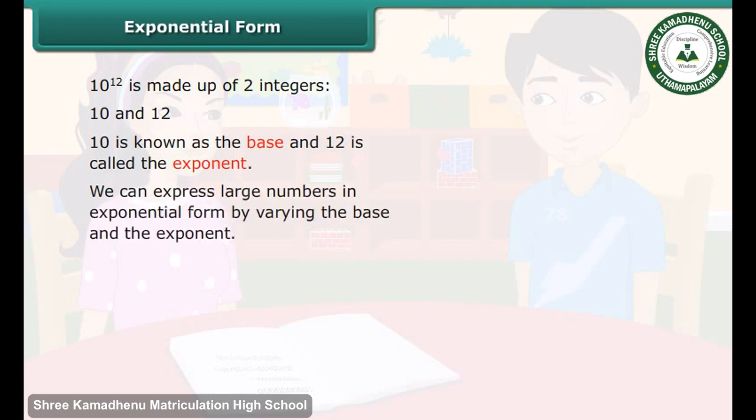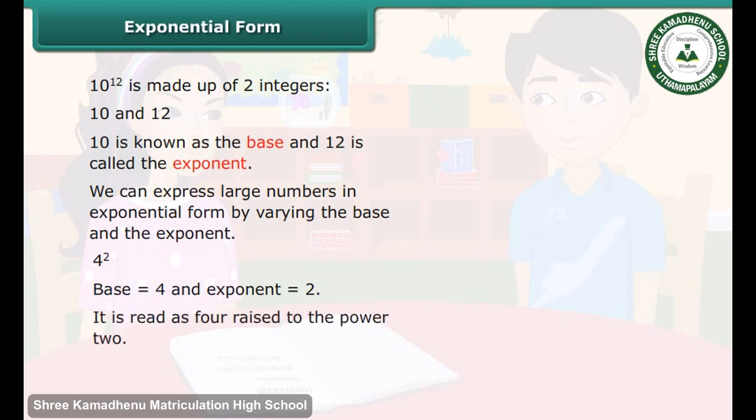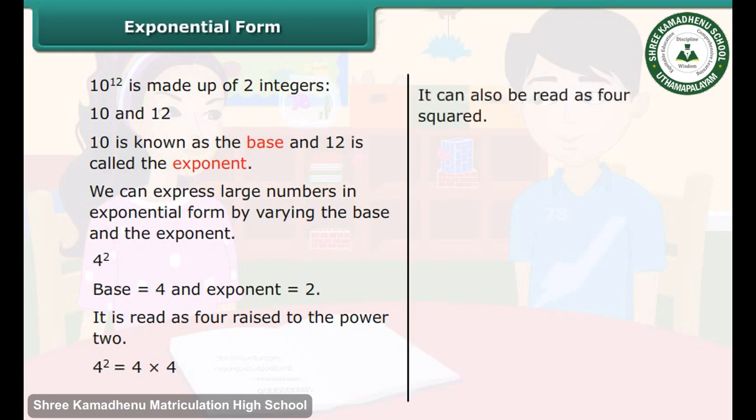We can express large numbers in exponential form by varying the base and the exponent. Look at this number expressed in exponential form. Base is 4 and exponent is 2. It is read as 4 raised to the power 2. 4 raised to the power 2 is nothing but 4 into 4. Hence, it is also read as 4 squared.